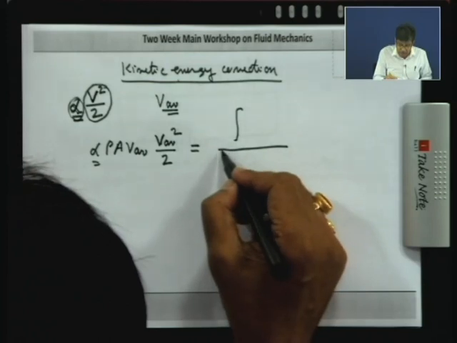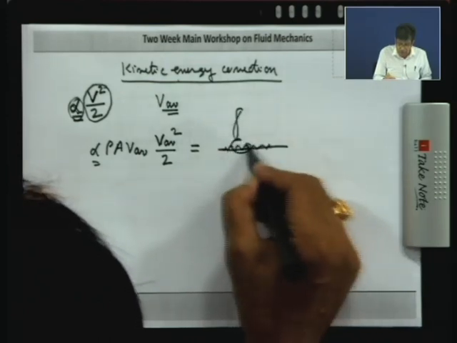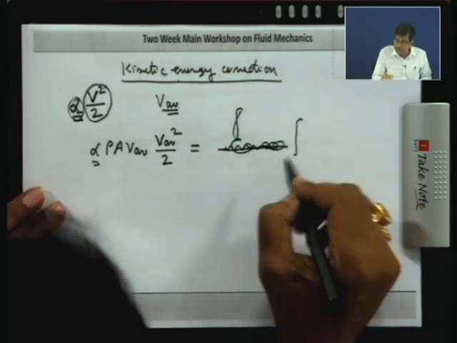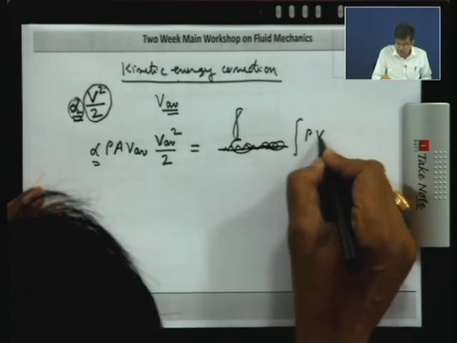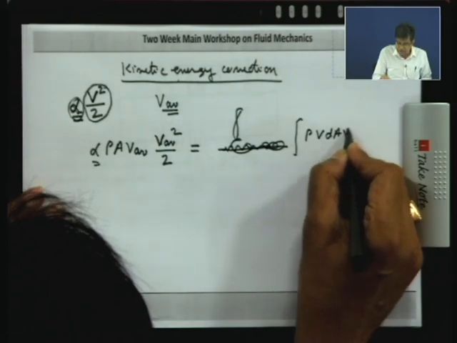Sorry, there is no such thing. This should be equated with the total kinetic energy of the flow. What is the total kinetic energy of the flow? Rho V dA times V square by 2.